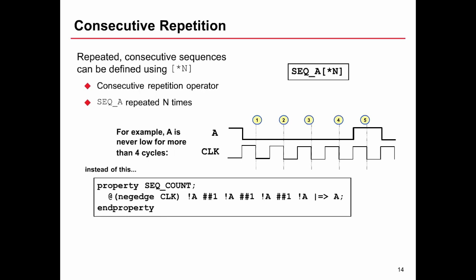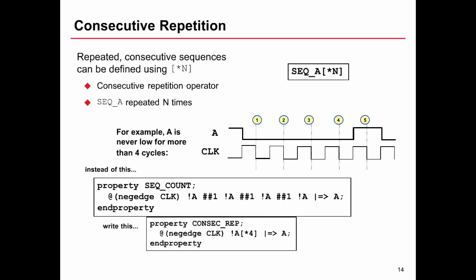However, that's painful to do, especially if the number of repetitions isn't 4, but was 64 instead. So what we can do instead here is say not A and put in square brackets [*4], which means repeat not A 4 consecutive times. So these two properties are both equivalent, although the second one is a lot easier to write. Another important thing to understand about this is the repetition has to be a value known at elaboration time. You can't suddenly decide halfway through a simulation you'd like to change that number to something different than 4.